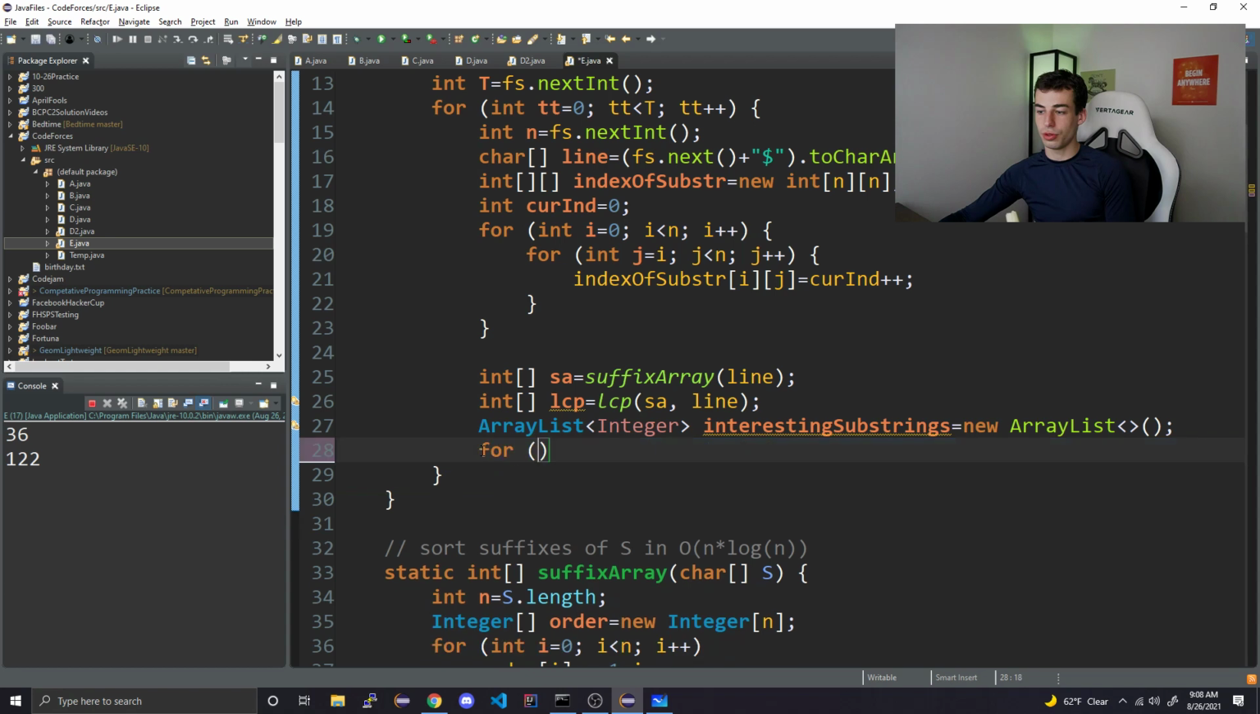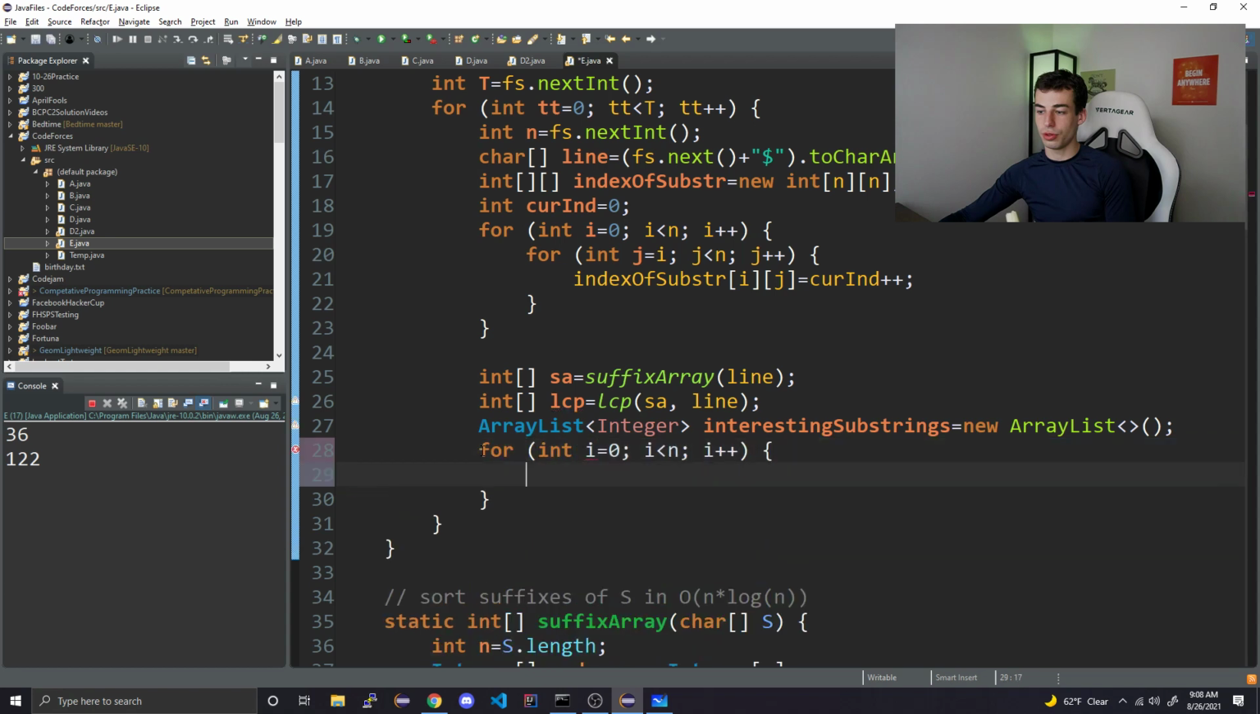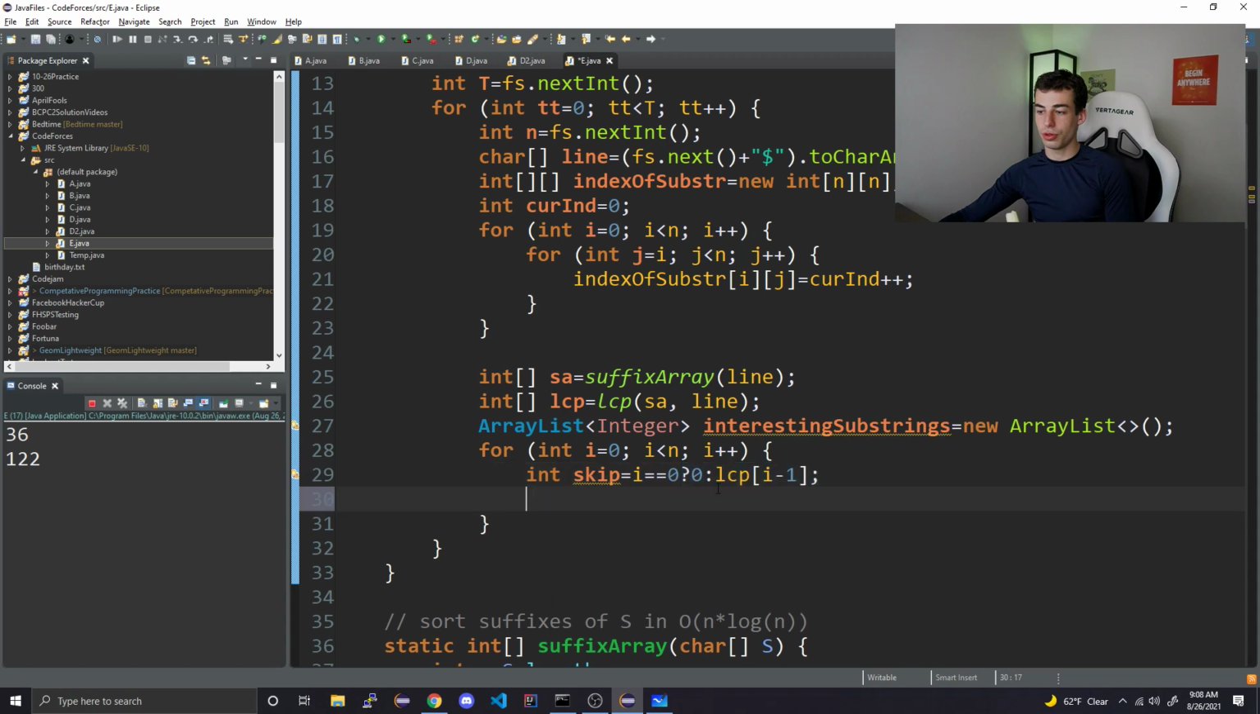Okay, so now for int L equals 0, less than n, L plus plus. I guess no, that's not right. So for int I in 0. Yeah, so now int skip will be, if I equals 0, we skip 0 things. Otherwise, we skip the LCP of I minus 1. However many we match, that's how many we skip.